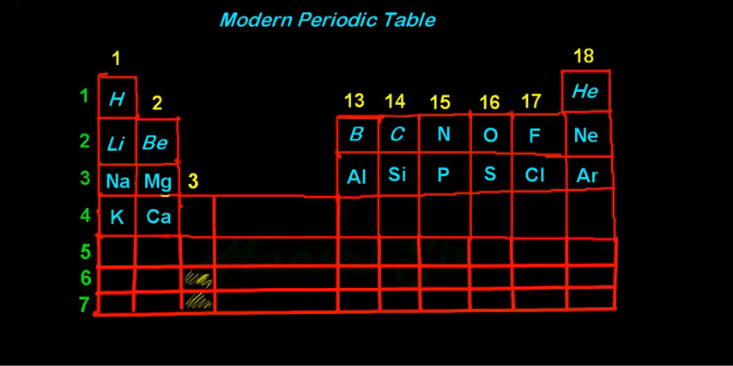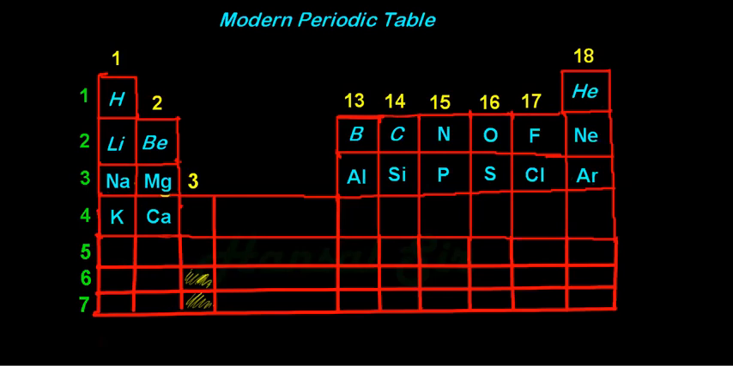In today's video, we are going to talk about the modern periodic table. What is a modern periodic table? A tabular arrangement of elements in groups, which are the vertical columns, and periods, which are the horizontal rows, highlighting the regular trends in properties of elements is known as a modern periodic table.